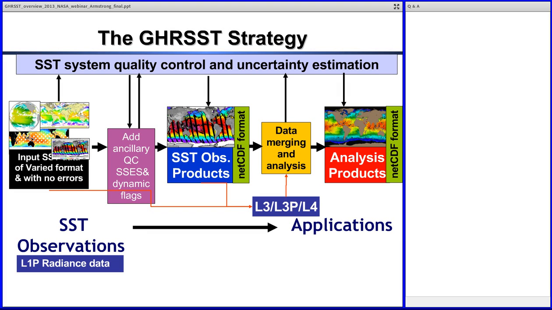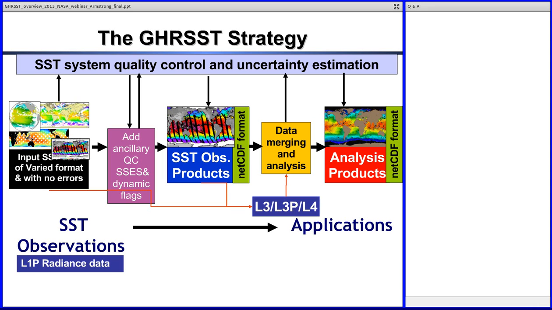And this packaging essentially makes them suitable for further use in creating either level 3 or even higher, blending them, merging them through optimal interpolation or other types of mathematical techniques to these level 4 data sets. And of course, the level 4 data sets are these gap-free, generally one global map per day if it's a global data set, that are produced from the native L2P data.